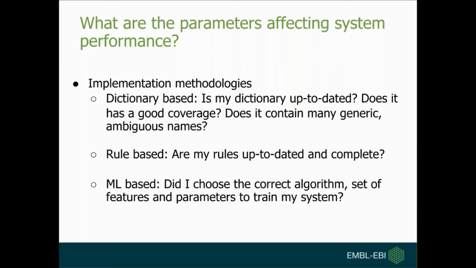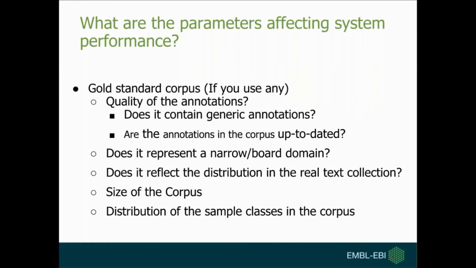For a machine learning-based system, we should carefully choose a suitable learning algorithm among the many available ones, such as support vector machines and neural networks. Feature selection and setting up training parameters also play a role in the system's performance in machine learning-based systems. Another parameter affecting the performance is the gold standard dataset used to either train a machine learning-based system or test any system. Quality of the annotations in a given gold standard is important.